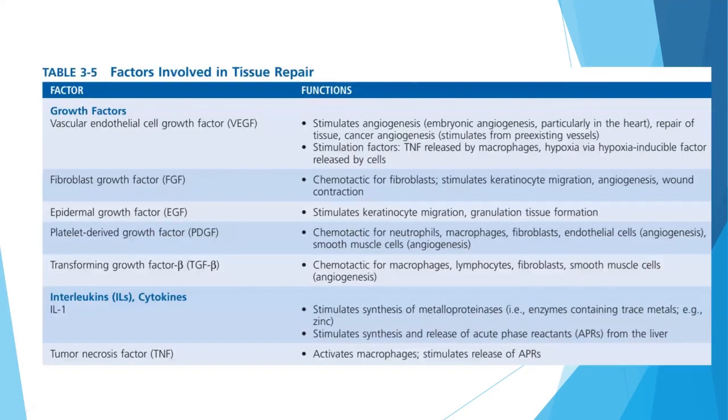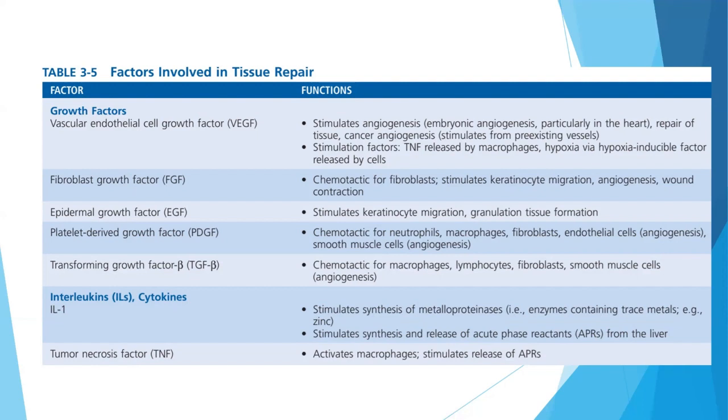Now, what are the different factors that are involved in tissue repair? Since there is inflammation, then there is again healing by tissue repair. Number one is vascular endothelial cell growth factor, which stimulates angiogenesis, repair of the tissue, and cancer angiogenesis. Fibroblast growth factor is chemotactic for fibroblasts. Epidermal growth factor stimulates keratinocyte migration and granulation tissue formation. Platelet-derived growth factor is chemotactic for neutrophils, macrophages, fibroblasts, and angiogenesis. Transforming growth factor beta is chemotactic for macrophages, lymphocytes, fibroblasts, and smooth muscle cells.